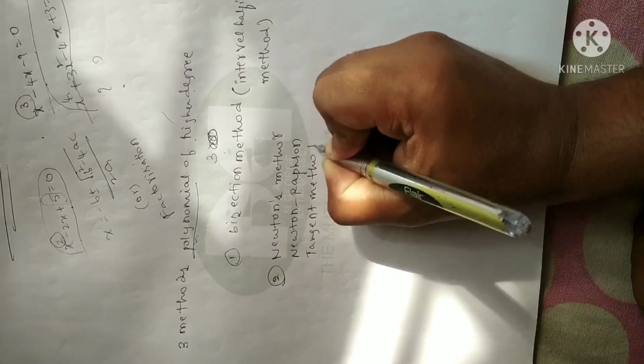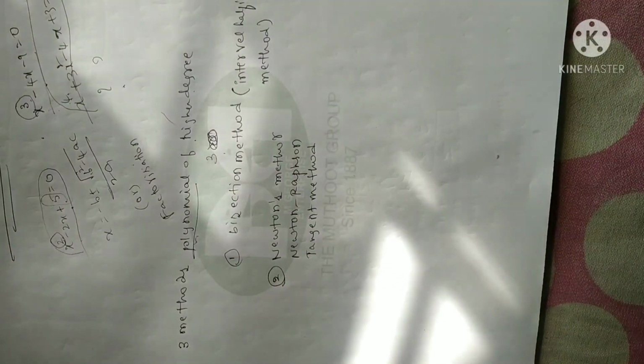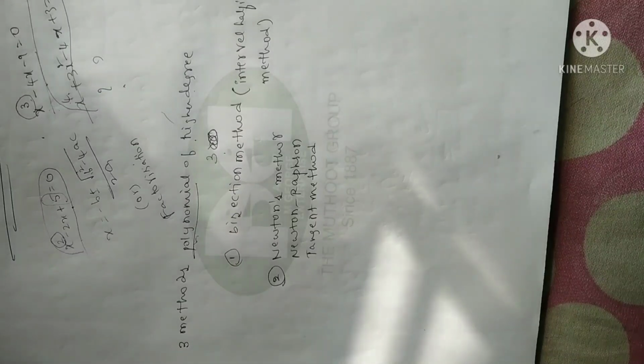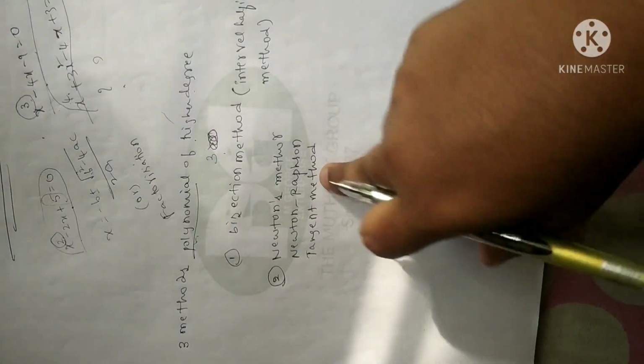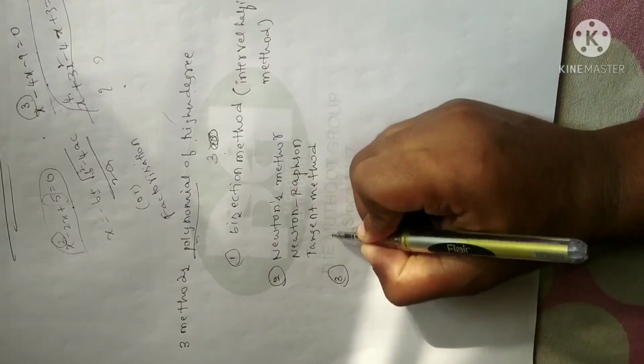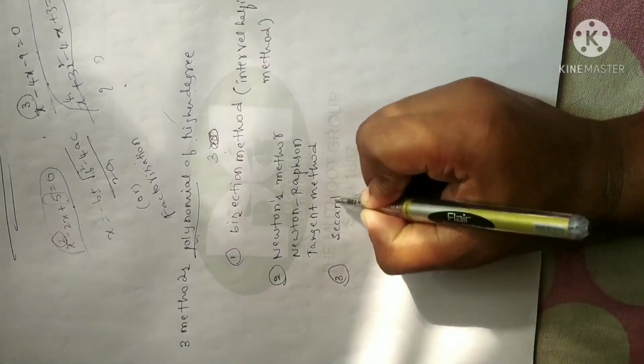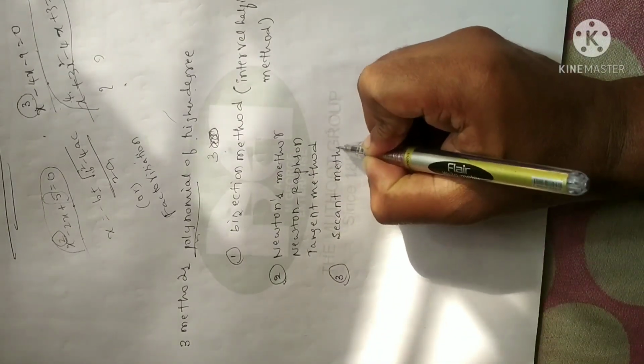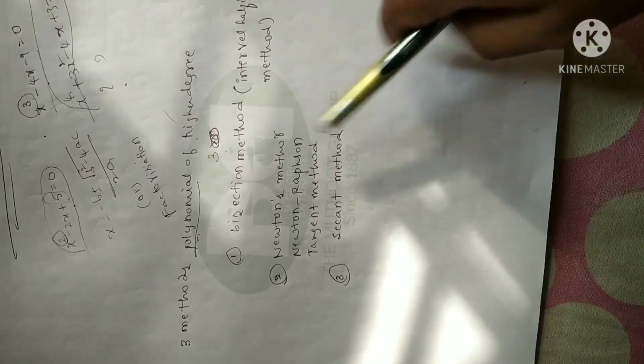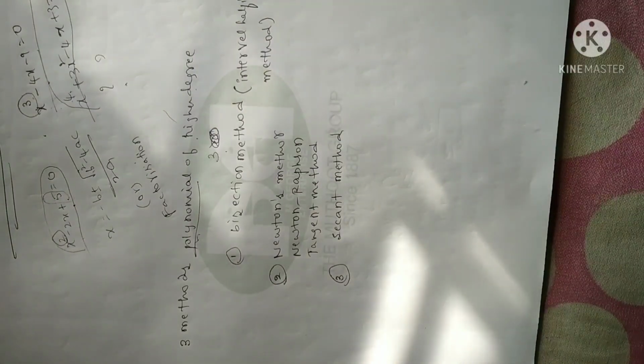Tangent method. First method is bisection method or interval halving method. Second one is Newton's method or Newton-Raphson method. We can say tangent method also. Third one is secant method. So these are the main three methods to find the roots of a particular equation.